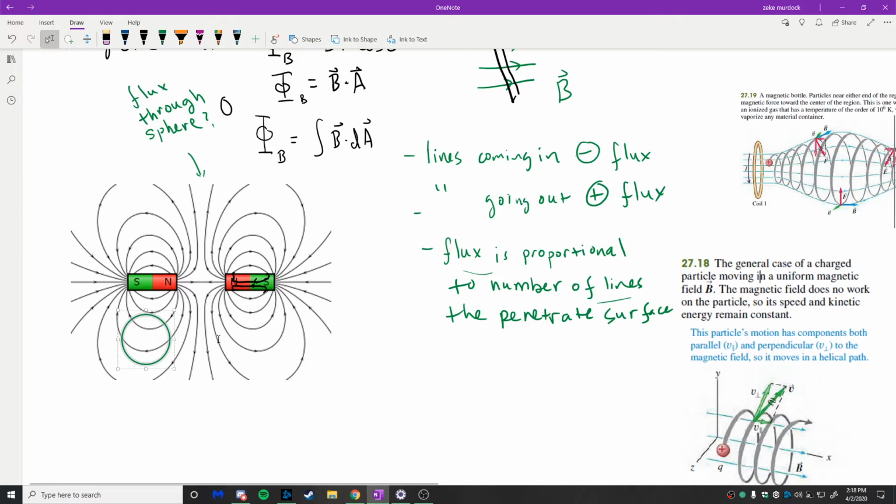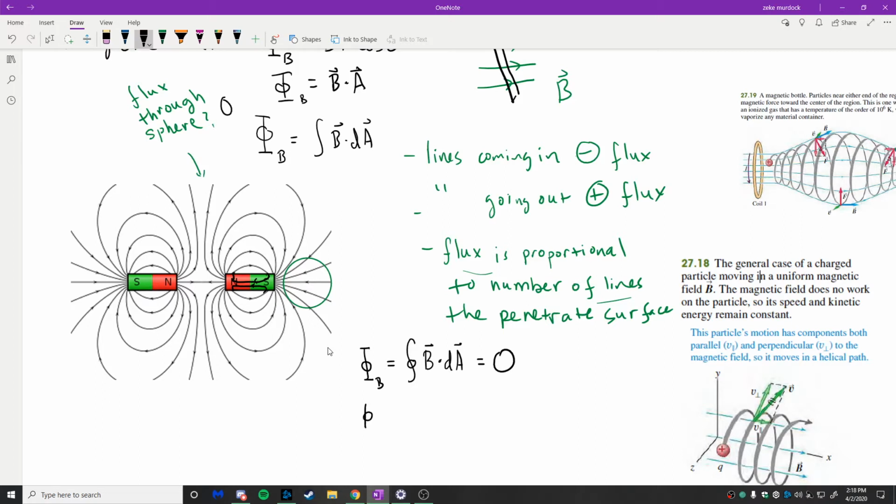The thing about magnetic field lines is they always form closed loops. So what that means is that anywhere you put your surface, the net flux is going to be 0. So in general, if we want to find the flux through a closed surface, the answer is always going to be 0 when you're talking about magnetic fields.